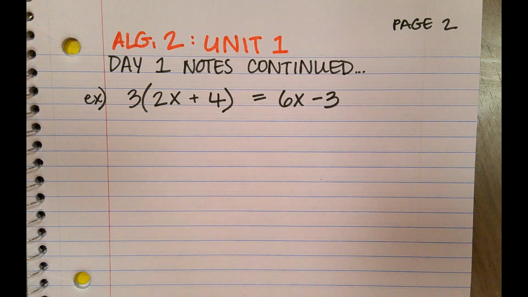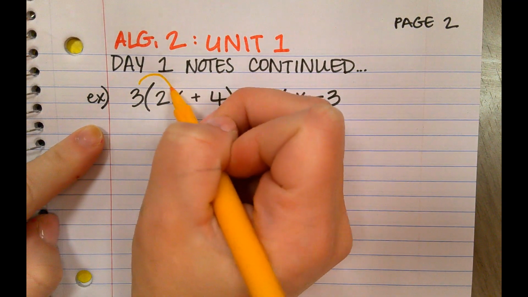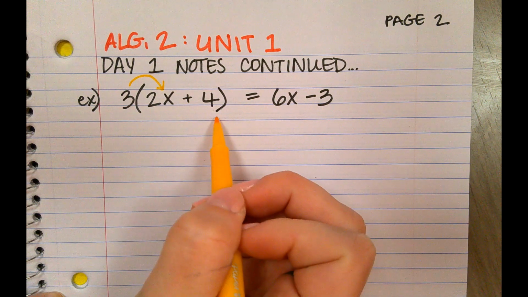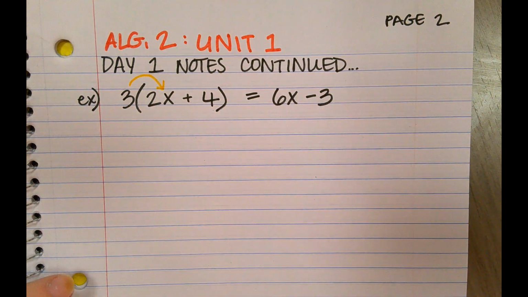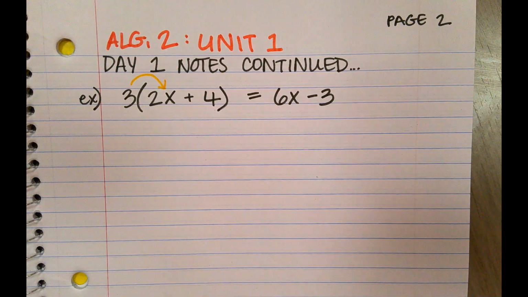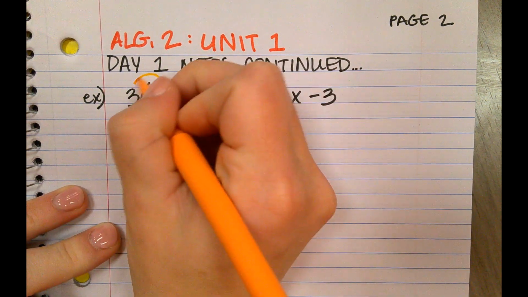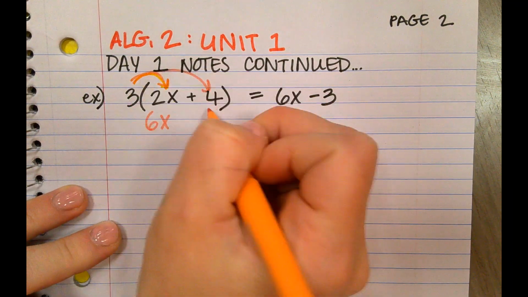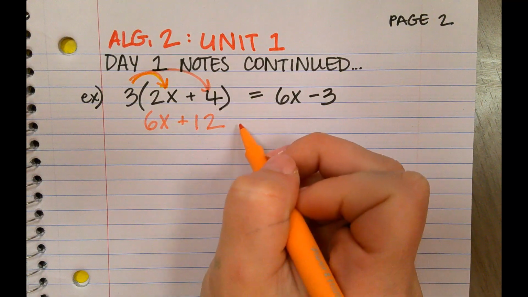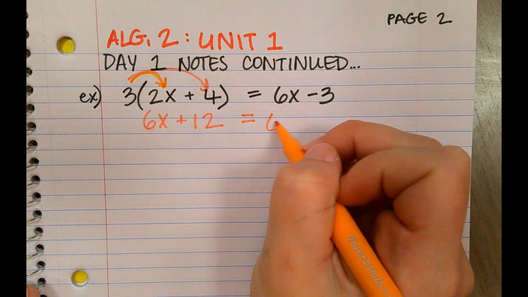Yes. 6x. Okay. Now, in case you forgot, distributing is just multiplying. If you have a number outside of a quantity in parentheses, you're just multiplying everything in the parentheses. So, like you said, 3 times 2x is 6x. 3 times 4 is plus 12. Yes, 3 times 4 gives us the plus 12. And I'll bring down equals, bring down 6x minus 3.